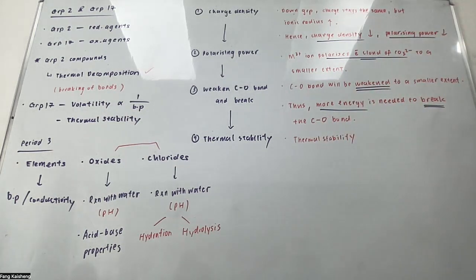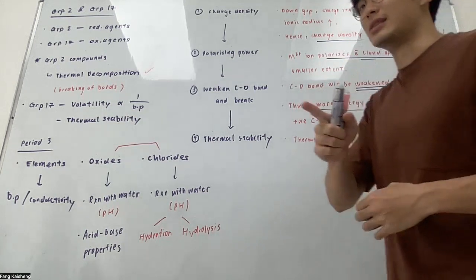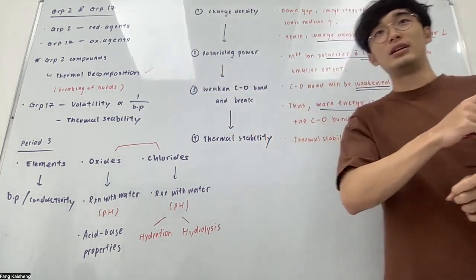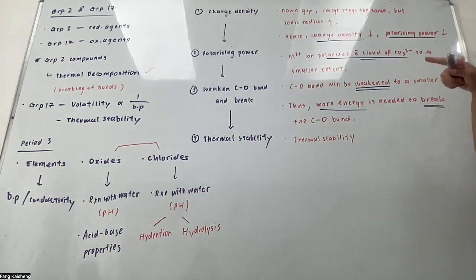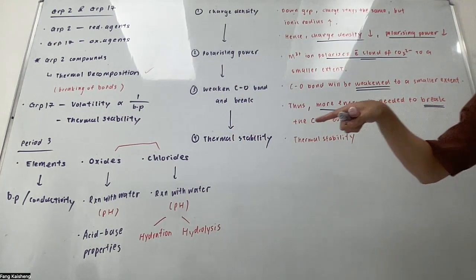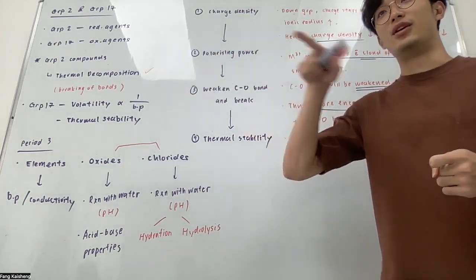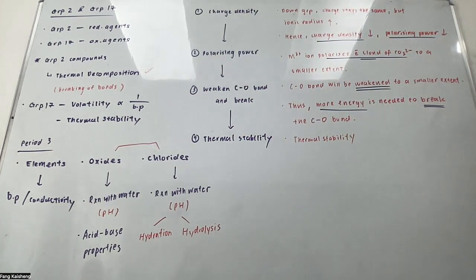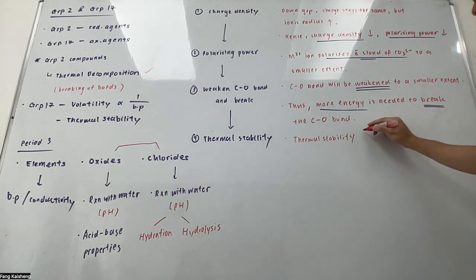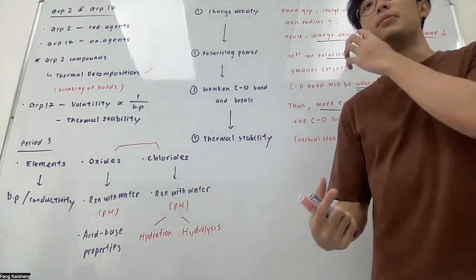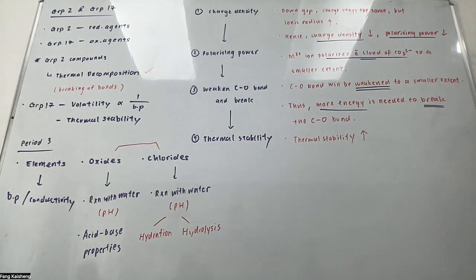So remember, thermal stability is the resistance to thermal decomposition. So think about it this way, if we need more energy to break it, is the compound more resistant or less resistant to heat? You have to put in more energy, that means it's stronger, right? It's very resistant. More resistant just means thermal stability increases. Personally, that's the way I visualize thermal stability. I think about the word resistance all the time. And that's your full answer.